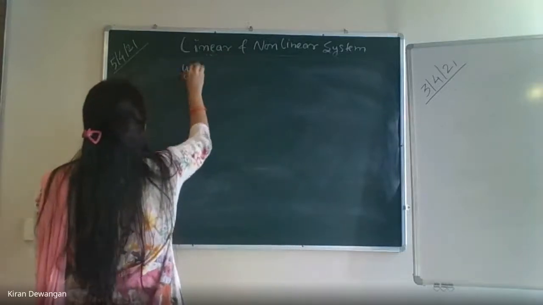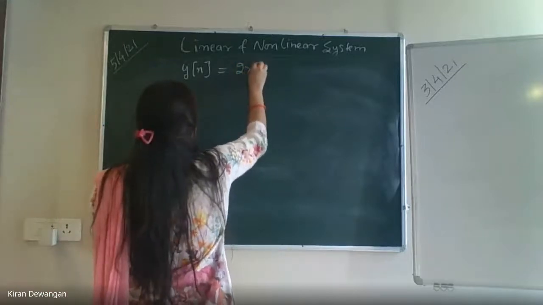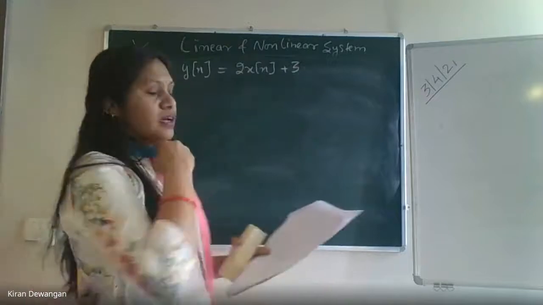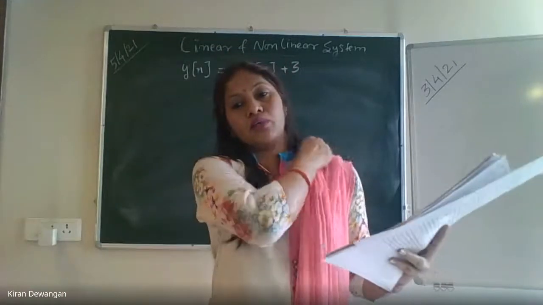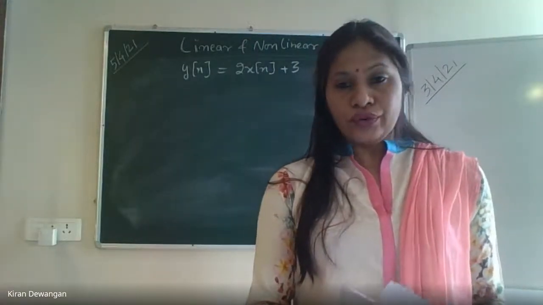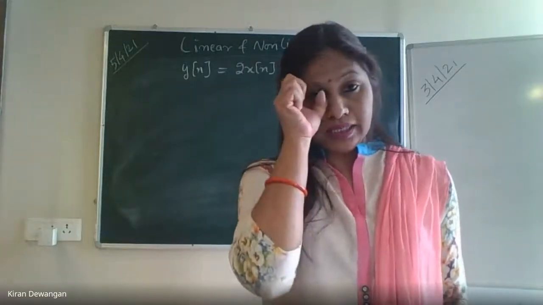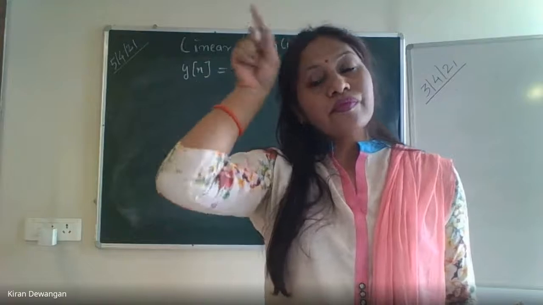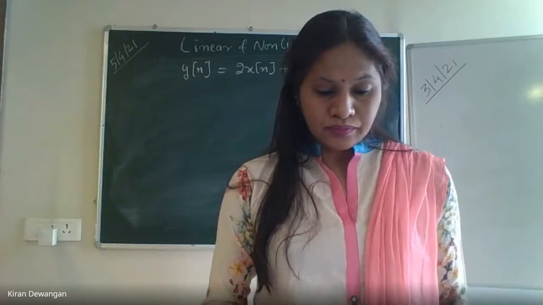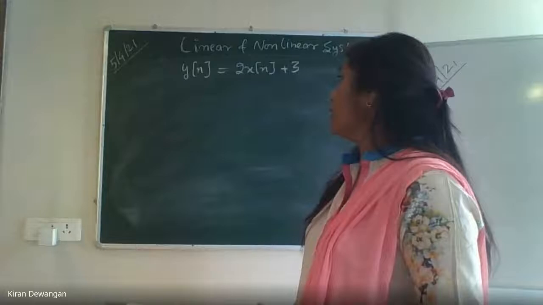y(n) equals 2 times x(n) plus 3. Now, can you tell me whether it's going to be a linear system or non-linear system? I'm waiting for 2 minutes. Do it by yourself and give me the answer whether the system is linear or non-linear. Do it by yourself, students. Just check by x1(n) and x2(n).